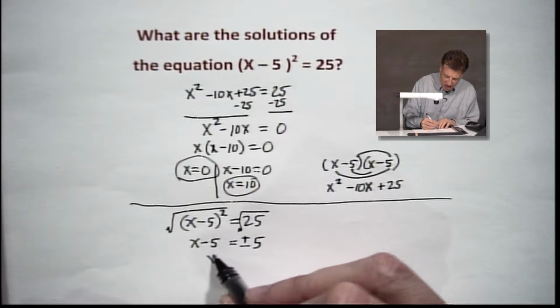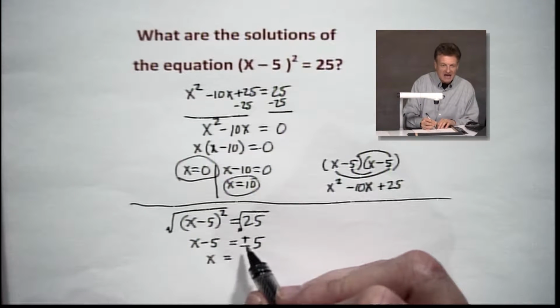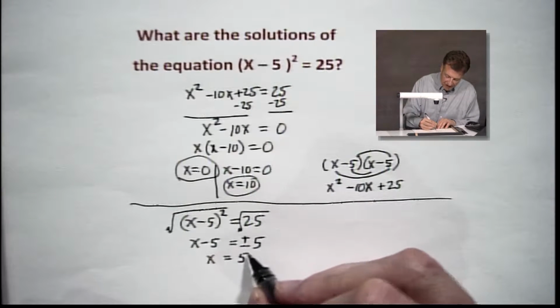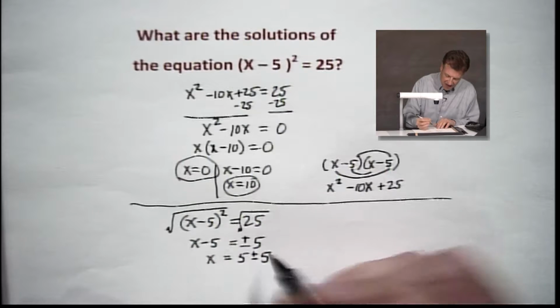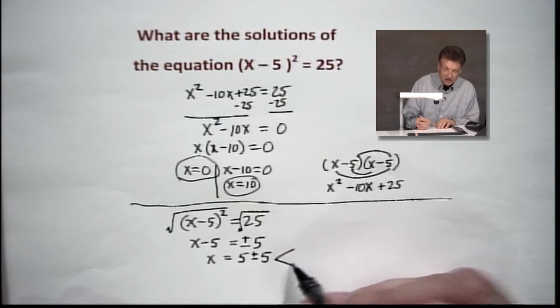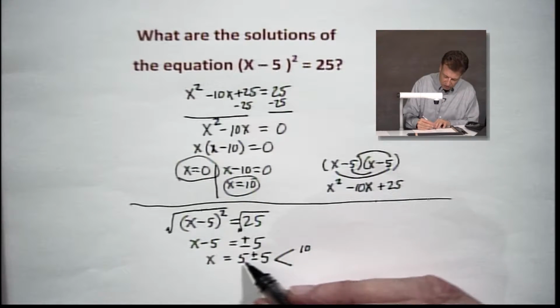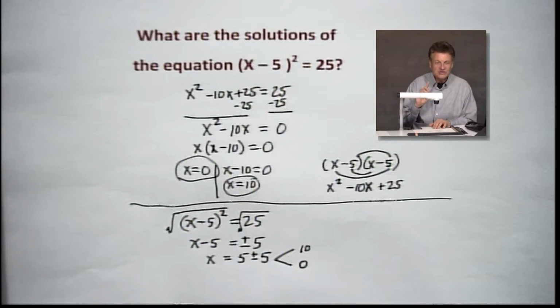Now we will finish it off here. We're going to add 5 to both sides. This gets kind of complicated with all these 5s, doesn't it? But it's not so bad. 5 plus or minus 5. They're your solutions. Let's see what happens. When we add 5 plus 5, we get 10. When we say 5 minus 5, we get 0.